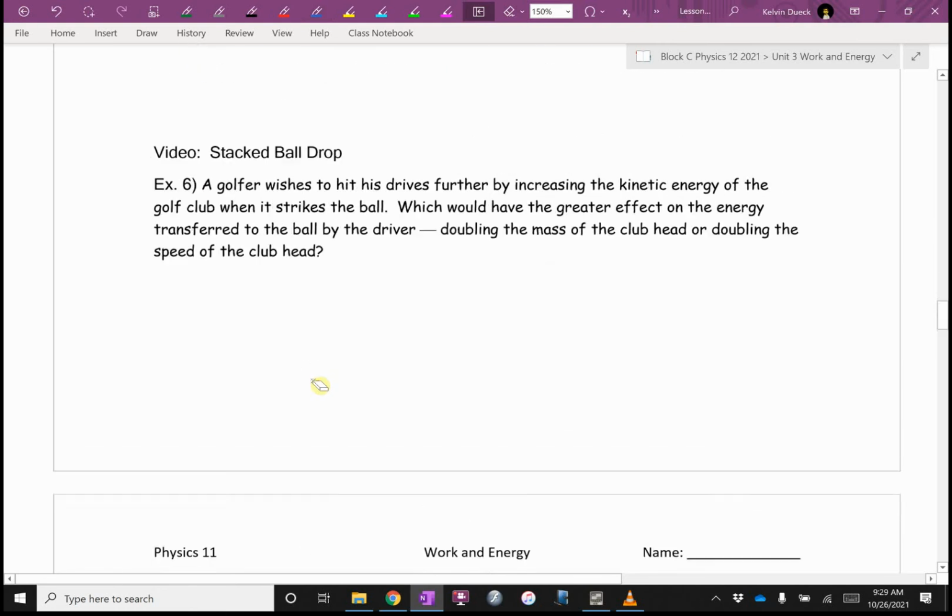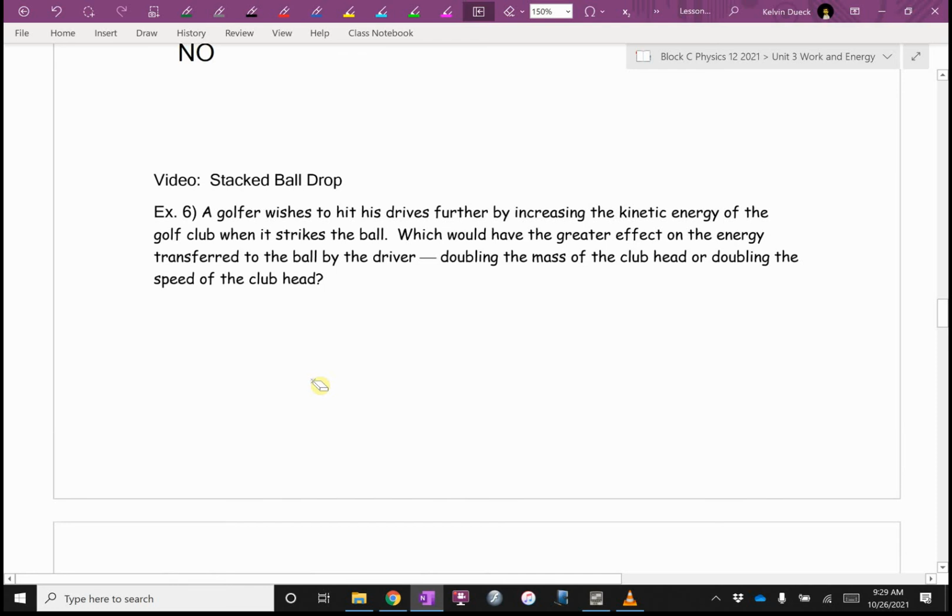A golfer wants to hit their drives further by increasing the kinetic energy of the golf club when it strikes the ball. Which would have a bigger effect on the energy transferred to the ball by the driver? Doubling the mass of the club head or doubling the speed of the swing? Why doubling the speed? Okay. Since kinetic energy equals a half mv squared, Logan, you're right.